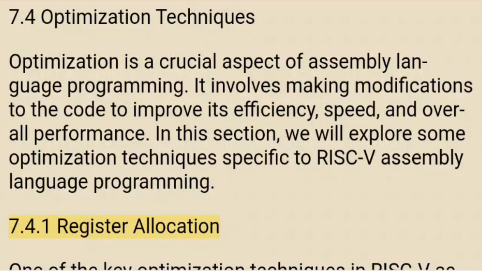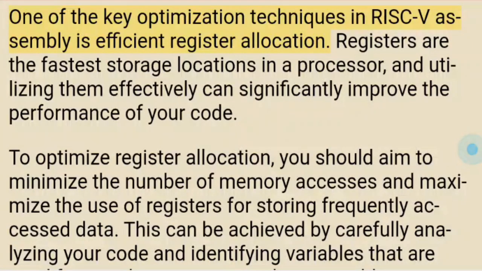7.4.1 Register Allocation. One of the key optimization techniques in RISC-V assembly is efficient register allocation. Registers are the fastest storage locations in a processor, and utilizing them effectively can significantly improve the performance of your code. To optimize register allocation, you should aim to minimize the number of memory accesses and maximize the use of registers for storing frequently accessed data.